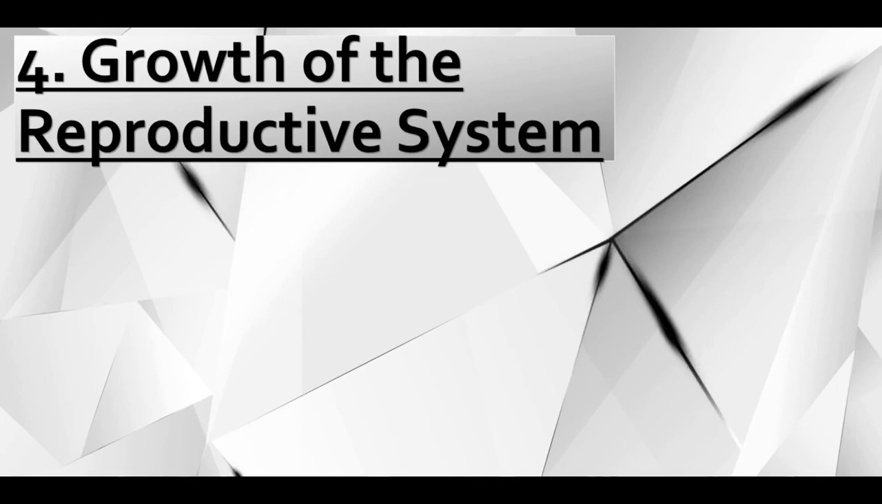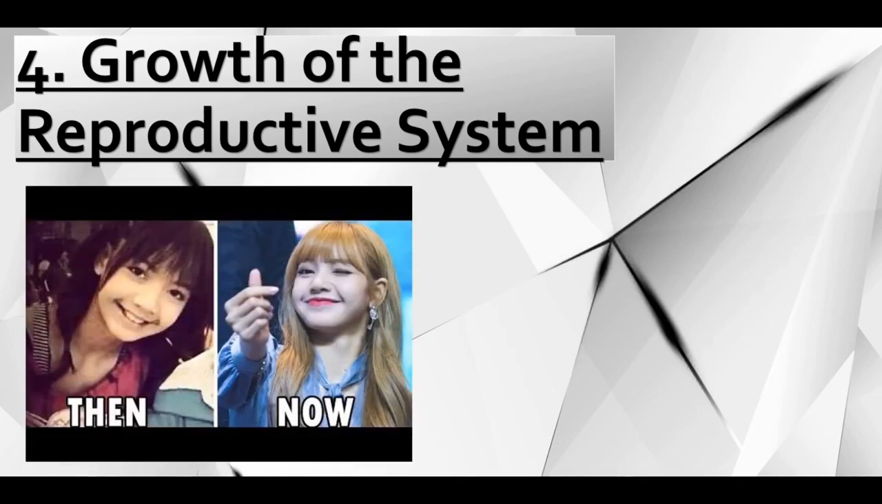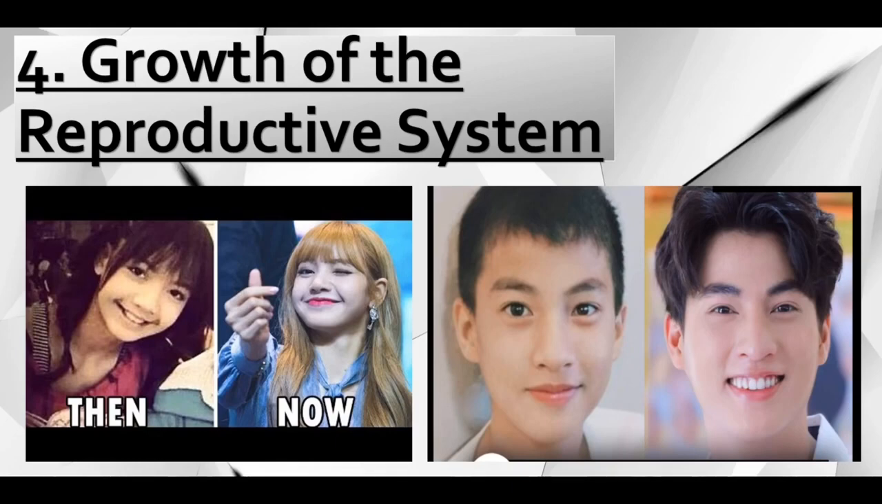The fourth physical change is the growth of the reproductive system. During adolescence, the growth of the reproductive system is stimulated by the sex hormones, which change your body shape and behavior by gender. For example, the girls will have breast development, and the boys will have growth of the penis and testes and voice changes. So that is the growth of the reproductive system. Again, what is the fourth physical change in adolescence? Very good. Do you understand? Great.